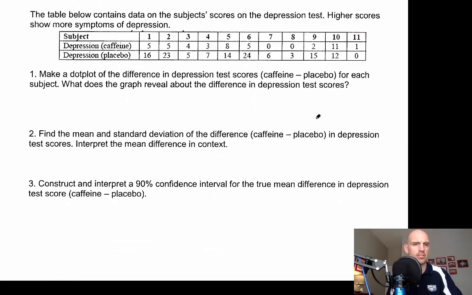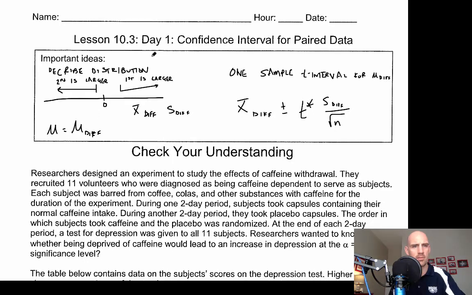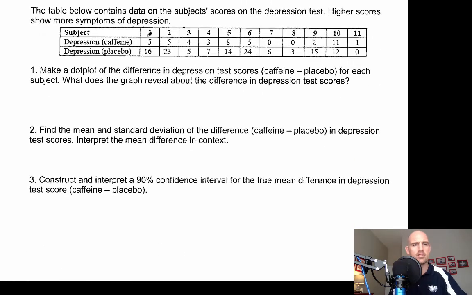So let's just take a look here. The data below contains the data on the subject scores in the depression test. And let me grab another color here. Make a dot plot of the difference in depression test scores, caffeine minus placebo, for each subject. What does the graph reveal? So I'm going to make a dot plot of the scores. That's going to be what I was talking about up here, right? So that's going to be my describing the distribution. So if I've got caffeine minus placebo, I need to do my differences here.